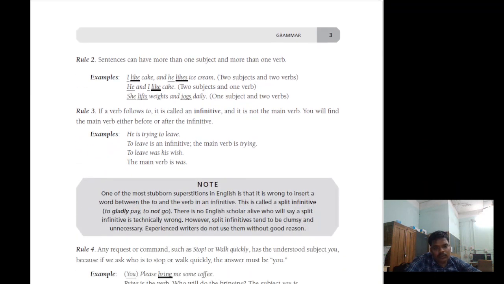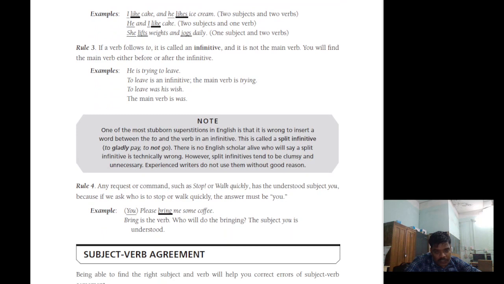Note: one of the most stubborn superstitions in English is that it is wrong to insert a word between the to and the verb in an infinitive. This is called a split infinitive. There is no English scholar alive who will say a split infinitive is technically wrong. However, split infinitives tend to be clumsy and unnecessary. Experienced writers do not use them without good reason.